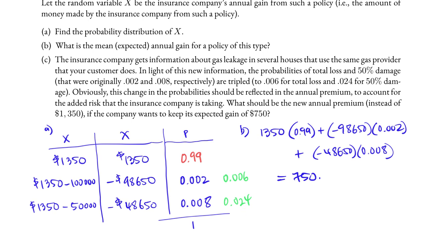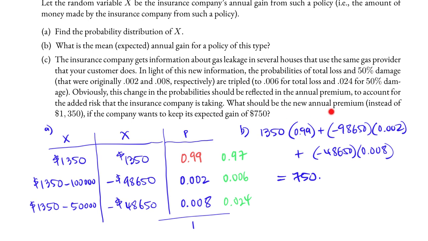If we take 0.006 plus 0.024, then we get 0.030, and so 1 minus 0.030 will get us 0.97 for no loss. Obviously, the change in the probability should be reflected in the annual premium to account for the added risk that the insurance company is taking.